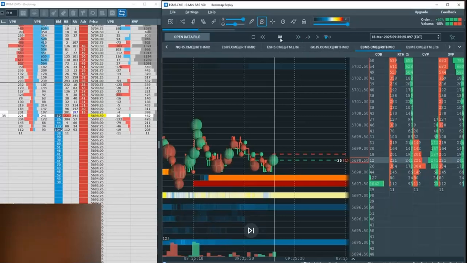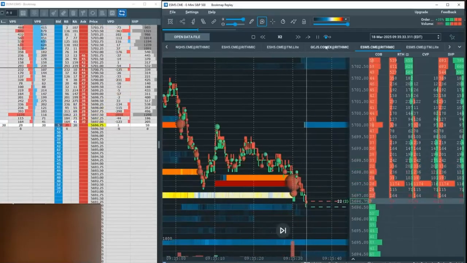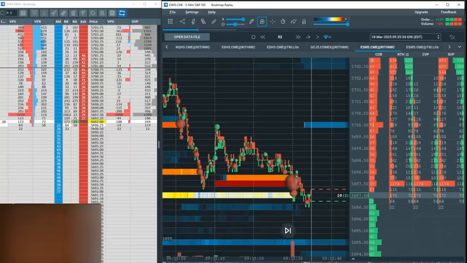I'm going to play this now in 2x speed, and the market's going to break down under this, and there's going to be a lot of aggressive selling step in right there. A lot of aggressive selling. All right. Where are we at here?